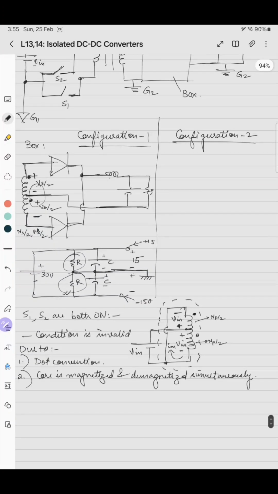Then configuration 2, we can take help from the, say this is NS and this is VS. We have it like this.